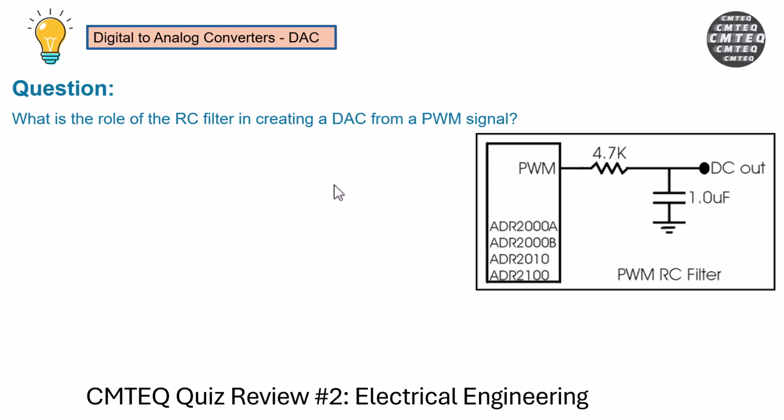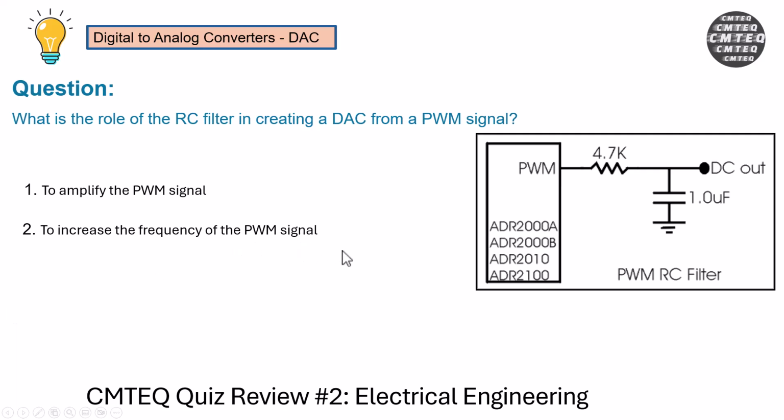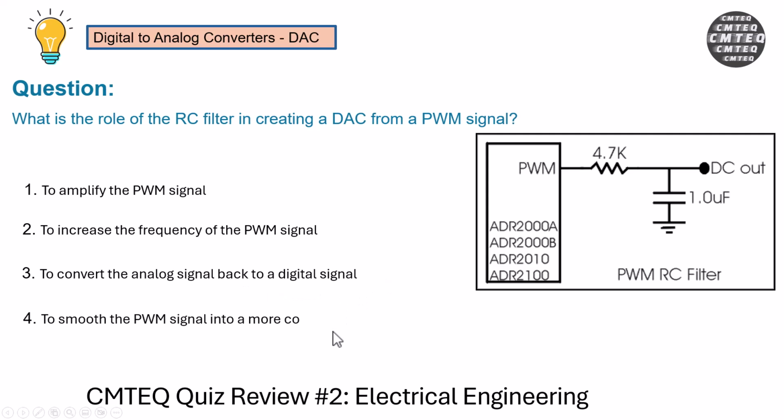The first question is related to the design of digital to analog converters, also known as DAC. The question is, what is the role of the RC filter in creating a DAC from a PWM signal? And the provided options are: 1. To amplify the PWM signal, 2. To increase the frequency of the PWM signal, 3. To convert the analog signal back to a digital signal, 4. To smooth the PWM signal into a more constant DC voltage.